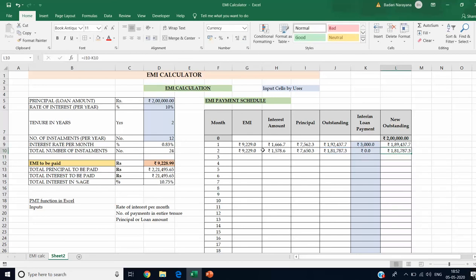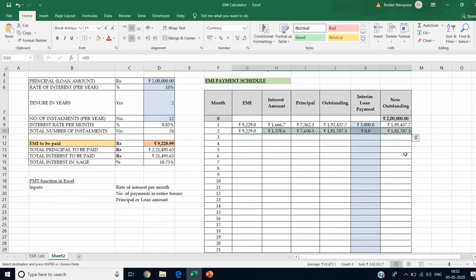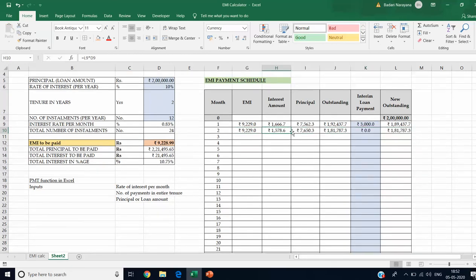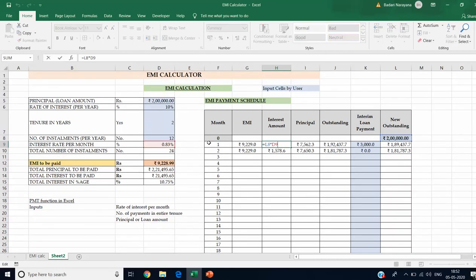So this calculation repeats for every month, so I'm just copying and pasting this. And just one point before doing that: every time we are calculating based on the interest amount, which is indicated here.